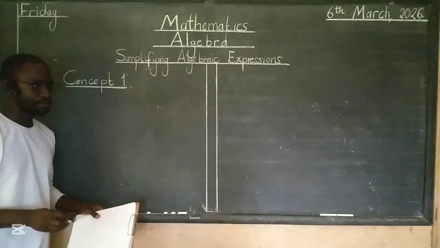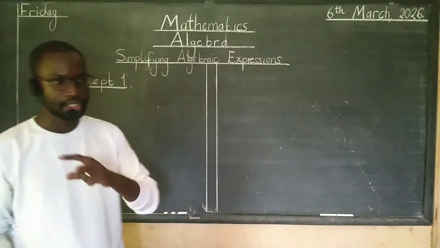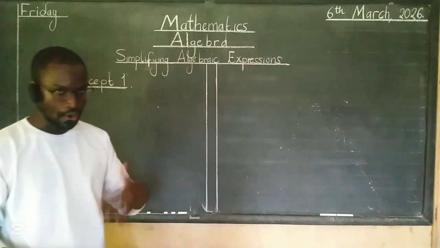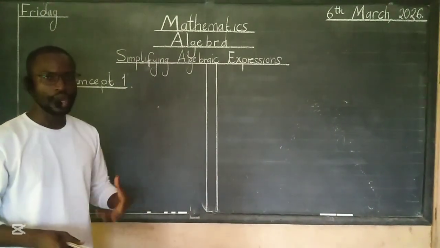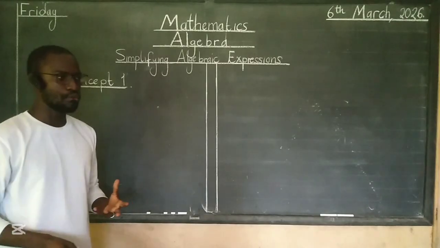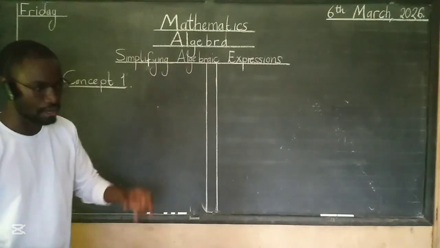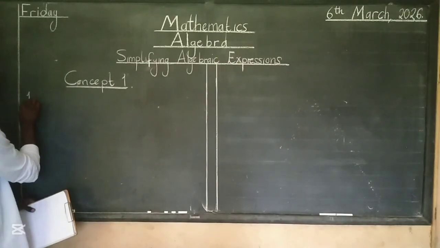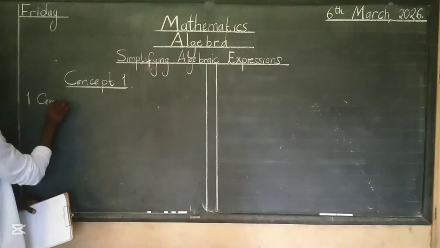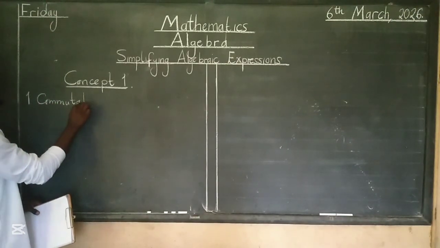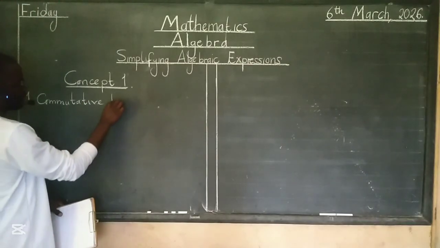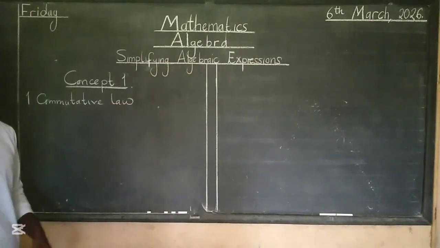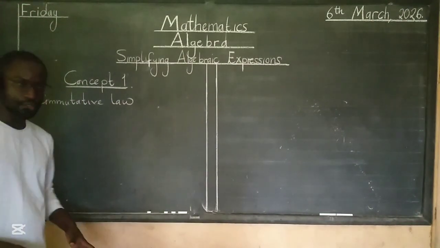Concept number one is very easy, and it's a linear expression. I'll write it, but before I explain how to work with it, I need you to remember two principles that you have learned in school. The first principle is the commutative law. What is this law?